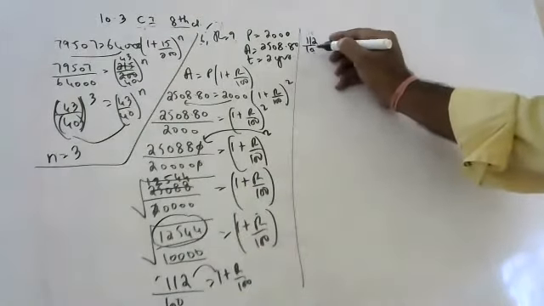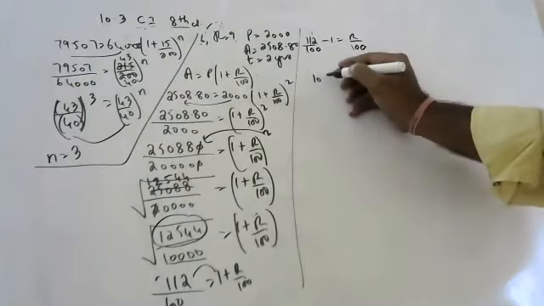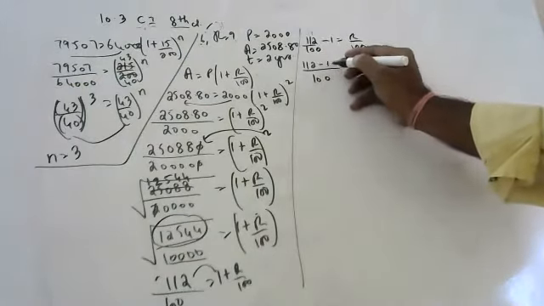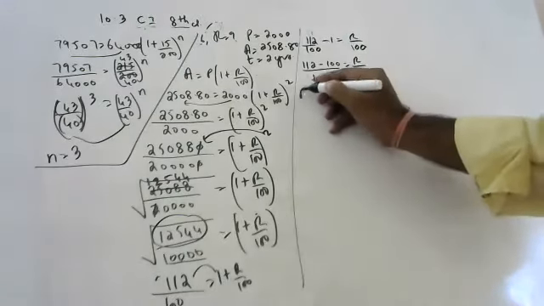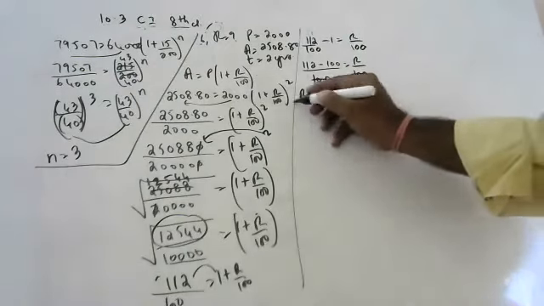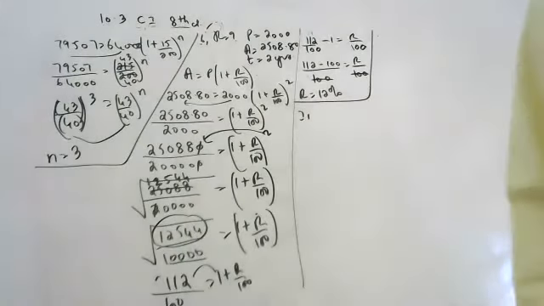112 by 100 minus 1 is equal to R by 100. 100 is the LCM. 112 minus 100 gives 12, which is equal to R. So the rate of interest is 12%.